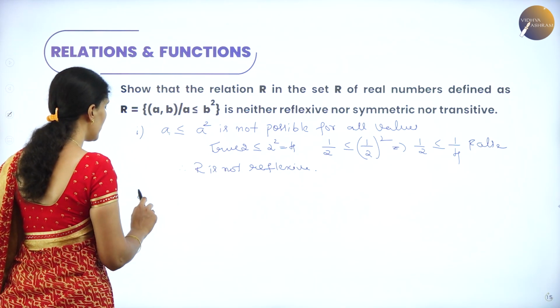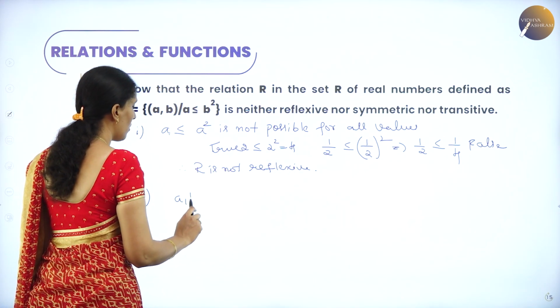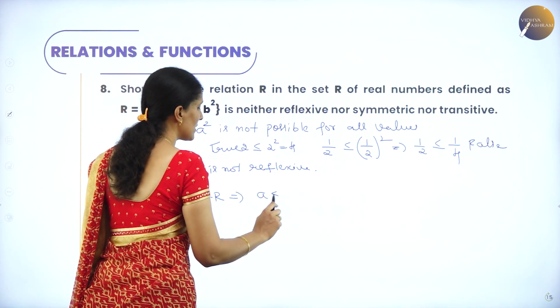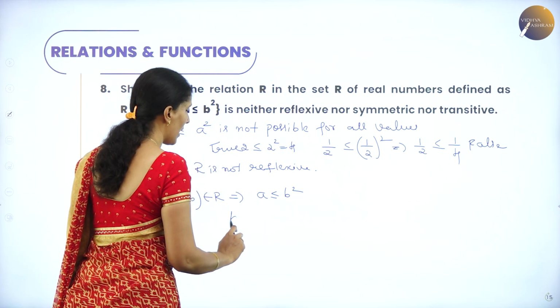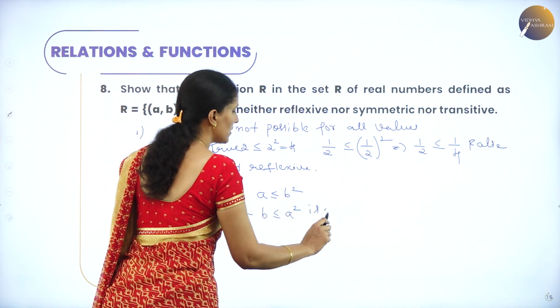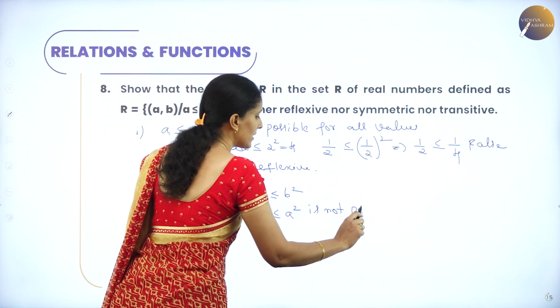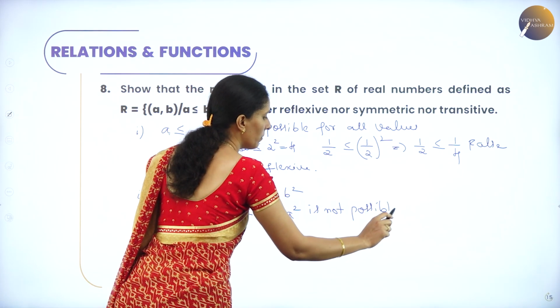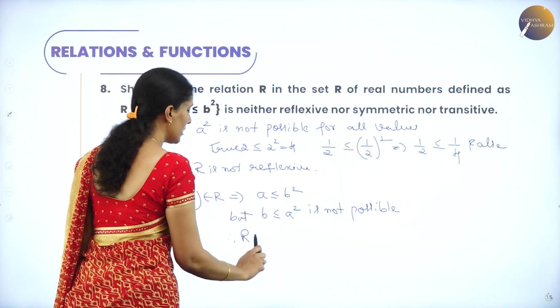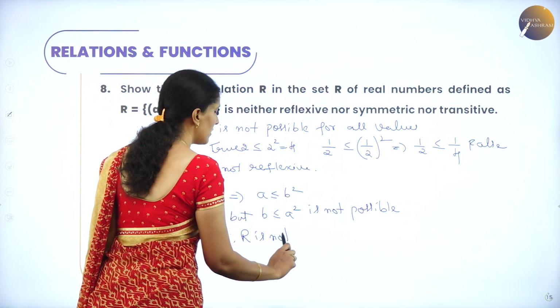So similarly, for the second one, if (A, B) belongs to R, this implies A less than or equal to B square. But B less than or equal to A square is not possible. You can take a counter example using numbers also. So this is not possible. So therefore, R is not symmetric.